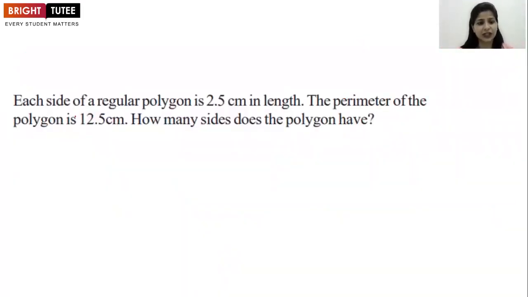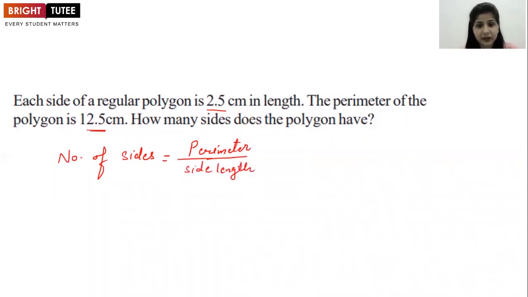Now we have one more question here. Each side of a regular polygon is 2.5 centimeters in length. The perimeter is 12.5 centimeters. How many sides does the polygon have? So we have to find the number of sides of the polygon. How do we find it? We know the perimeter. Perimeter divided by the side length.